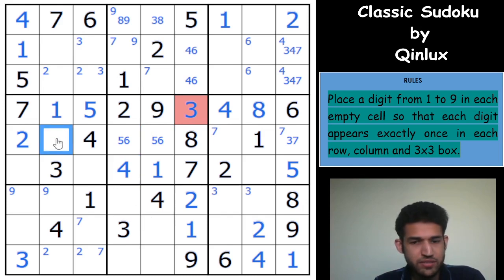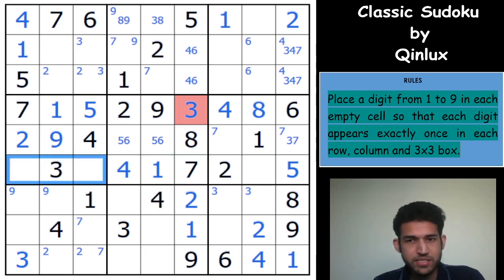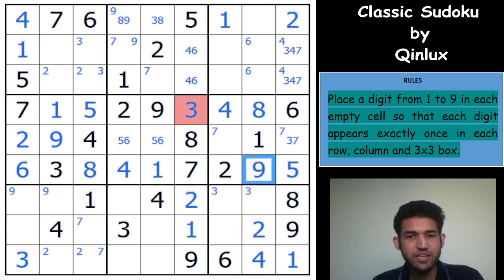And look at this cell. This is a hidden single. 2, 3, 4, 1, 5, 7 and 6 and 8 are eliminated. So that is a 9. So that gives me a 6, 8 pair here. This can't be a 6. So that's 8. That's 6. And that has to be 9 to complete the box 6.